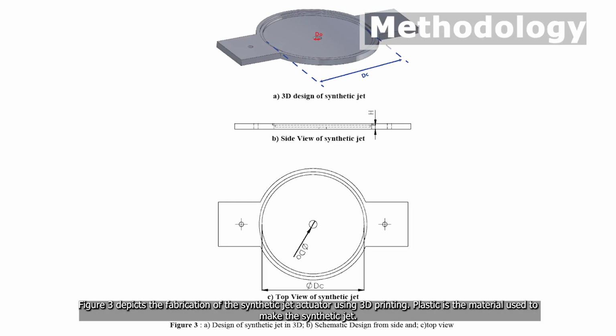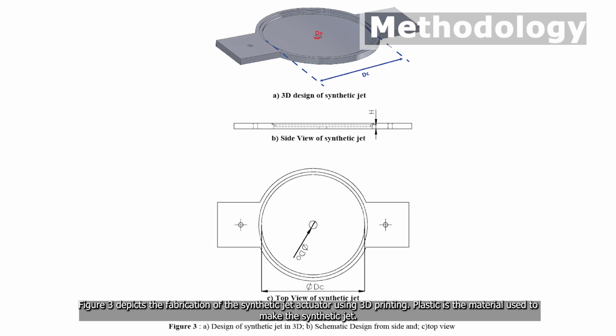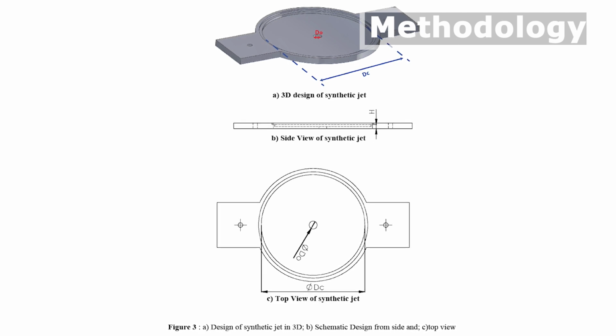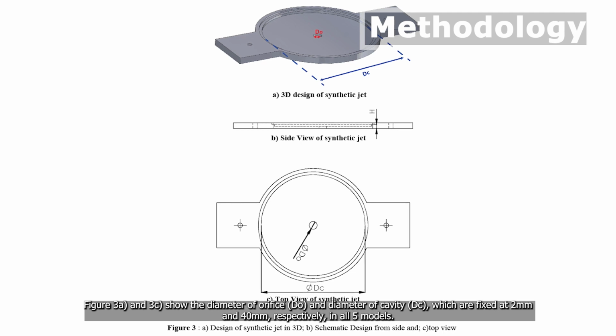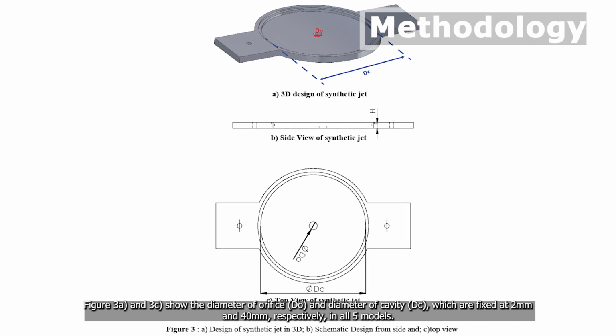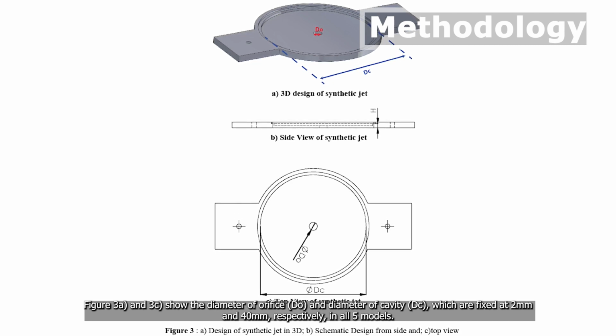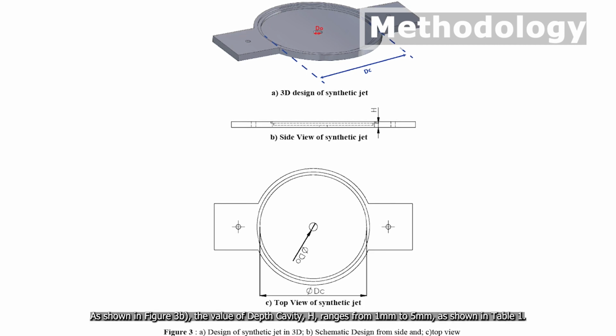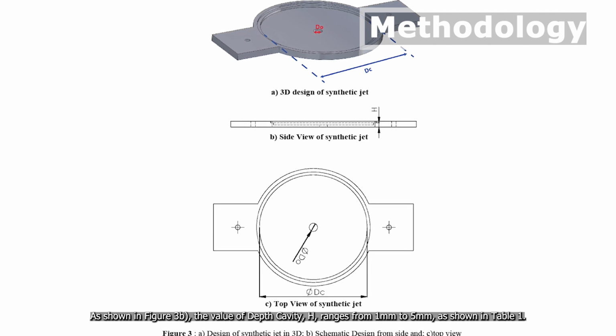Figure 3 depicts the fabrication of the synthetic jet actuator using 3D printing. Plastic is the material used to make the synthetic jet. Figures 3A and 3C show the diameter of the orifice, DO, and the diameter of the cavity, DC, which are fixed at 2 mm and 40 mm respectively. As shown in Figure 3B, the value of cavity depth H ranges from 1 mm to 5 mm as shown in Table 1.